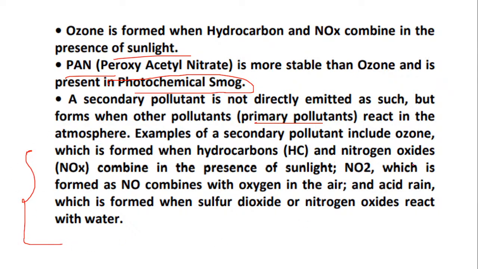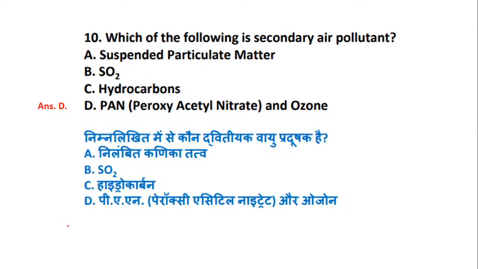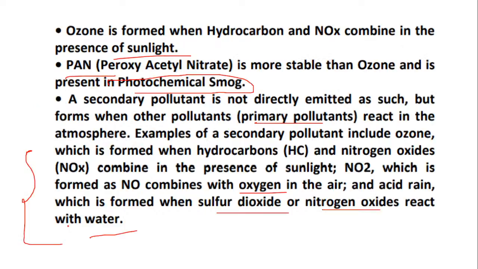So examples of secondary pollutants are as listed. Hydrocarbon and nitrogen oxide, which combine in the presence of sunlight. NO2, which is formed as NO combines with oxygen in air. Acid rain, which is formed when sulfur dioxide or nitrogen oxides react with water. So the reaction of water with the direct source can result in a secondary pollutant, and one of the examples here is PAN. Please remember primary and secondary. When the question asks for secondary, it is the combination of primaries that will result in a secondary air pollutant. Okay. Giyasuddin, I have explained to you, the answer to the 10th will be D, not A.